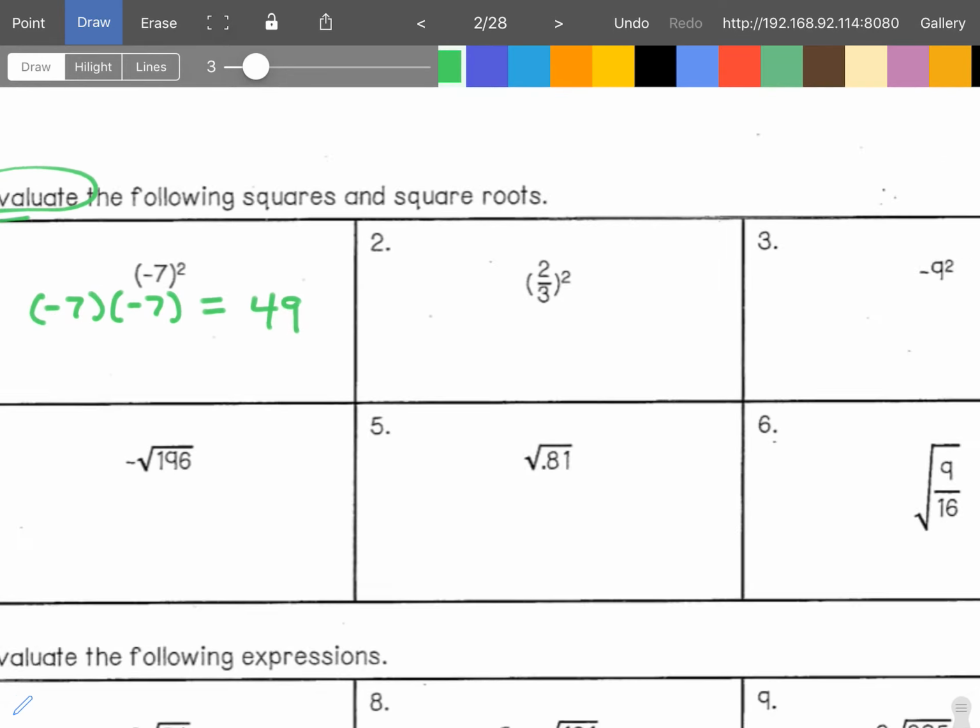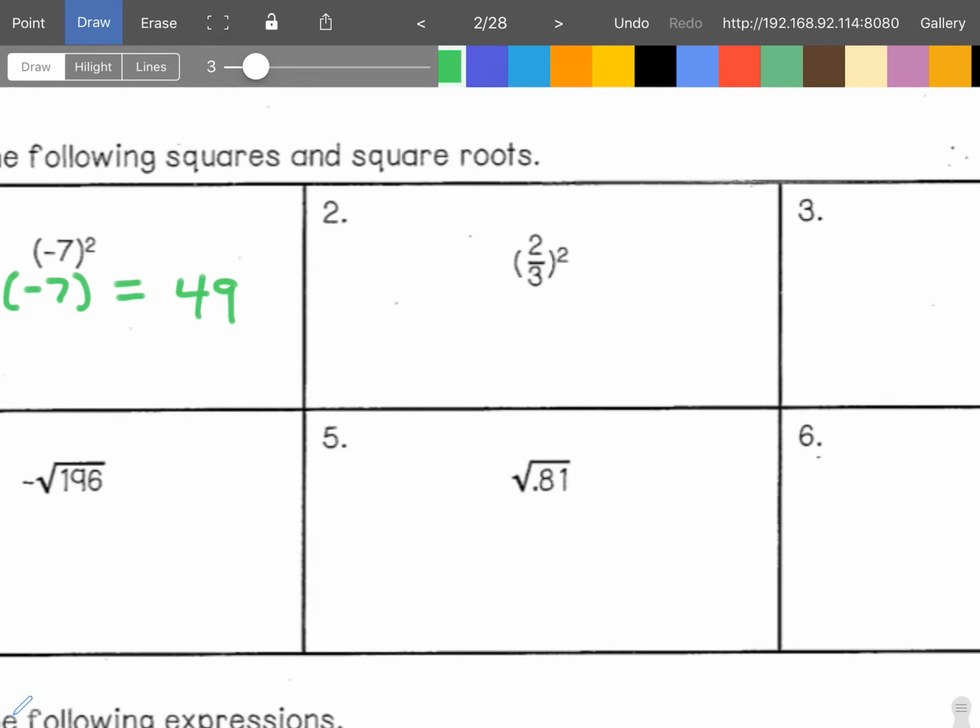All right, on the second one, don't let the fact that it's a fraction scare you. This is our base right here, and this is our exponent. So we just take our base and we times it by itself, however many times we have the exponent, just like this. All right, so multiply straight across. 2 times 2 is going to be 4. 3 times 3 is 9.